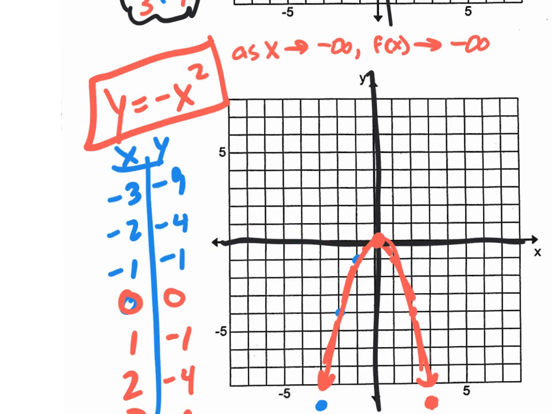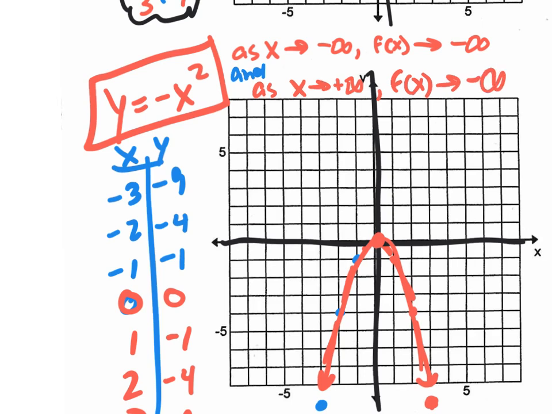Now we're going to state the other one. And as x approaches, how about to the right? How do I say that? As x approaches positive infinity, f of x approaches negative infinity.